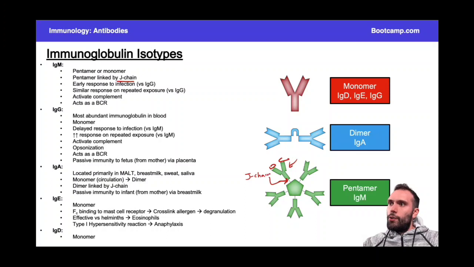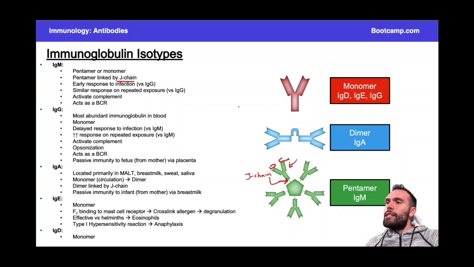They're linked by this J chain or J protein, and again, if you look at how many antibody binding sites there are on one of these pentamers, you can see that there are 2 for each antibody, which is pretty much the case across the board. Every one of these antibodies is going to have 2 antigen binding sites, which means that a pentamer of IgM is going to have 10 binding sites for antigens.